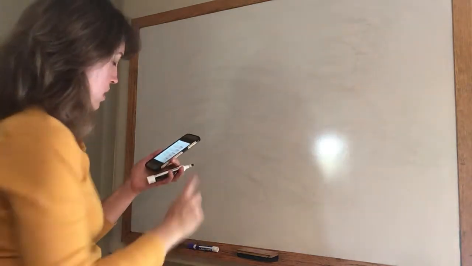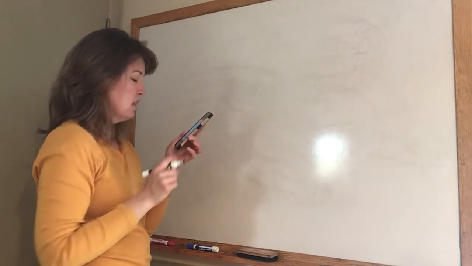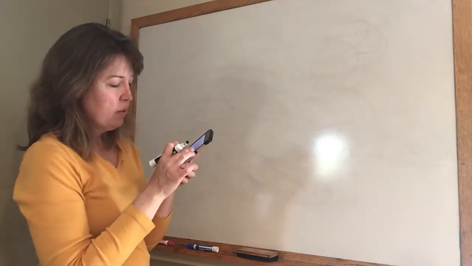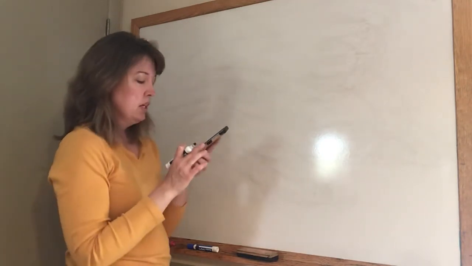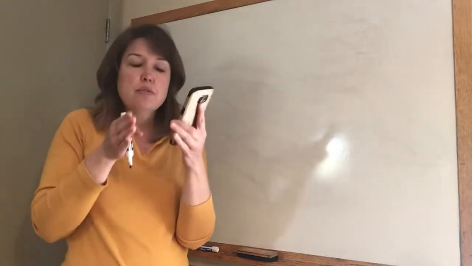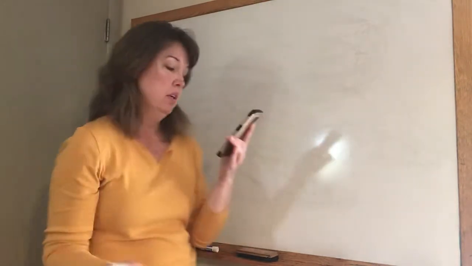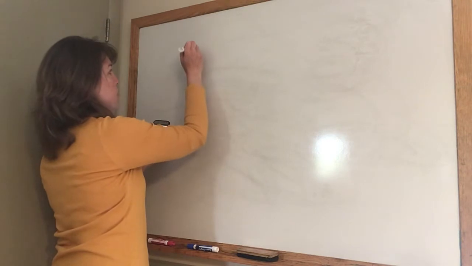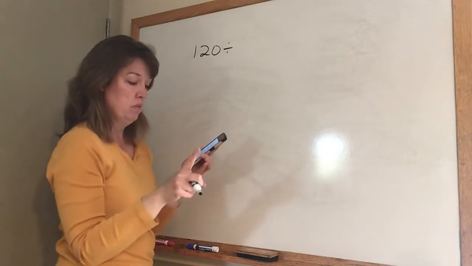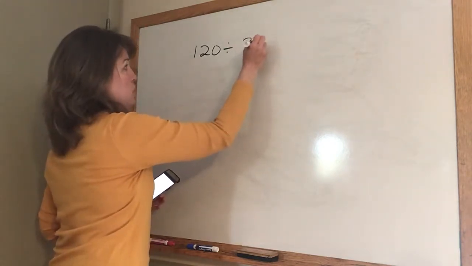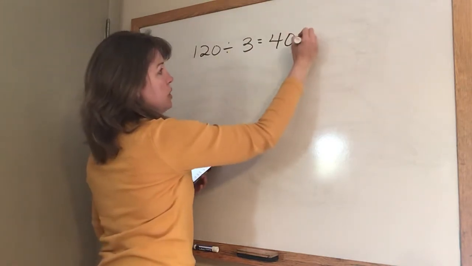Okay. Number 5. Mr. Watkins bought 120 feet of rope. How many yards did he buy? Okay, so we're going from a small unit, feet, to yards. So we're dividing. So we have 120, and then divide that by how many feet are in 1 yard, which is 3. So what's 120 divided by 3? 40. So 40 yards.